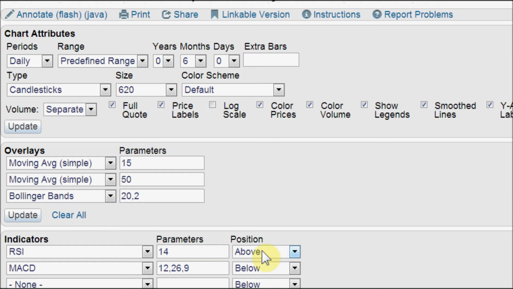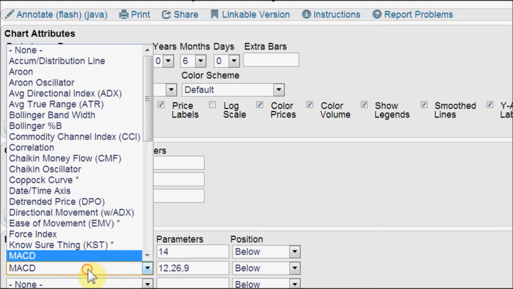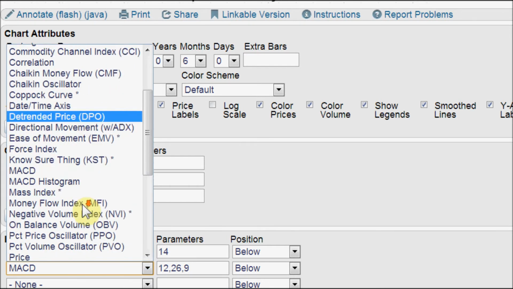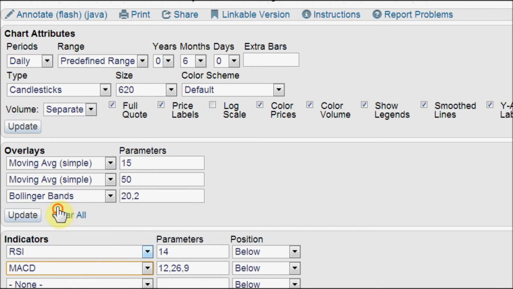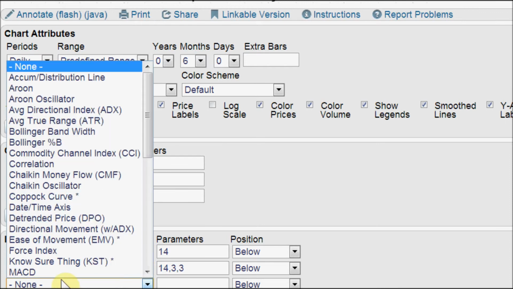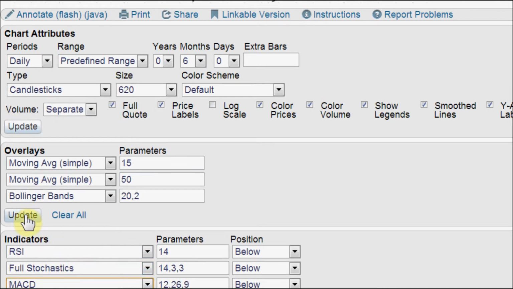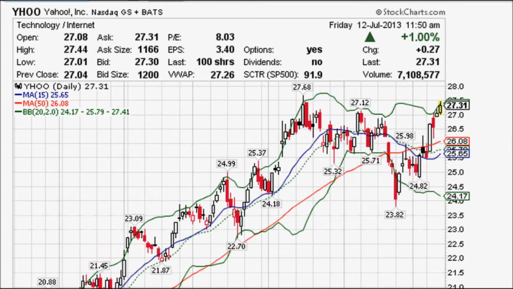Okay. Now, we have the RSI showing up above the price. I don't like any of my lower indicators showing up above the price. Okay. The RSI will use standard settings for this. My next indicator is always full stochastics, and the bottom indicator would be the MACD. Go ahead and click Update, and this is your final chart.